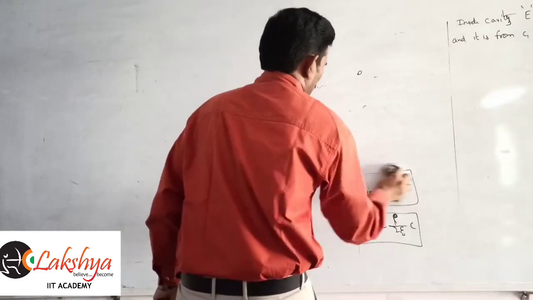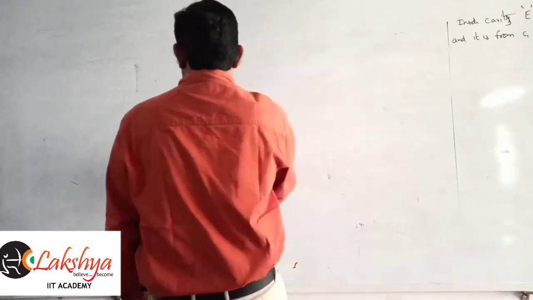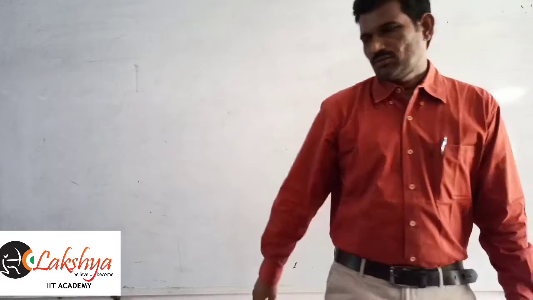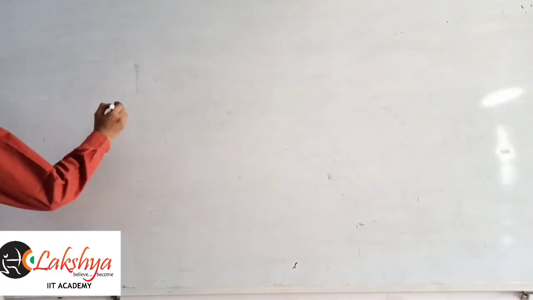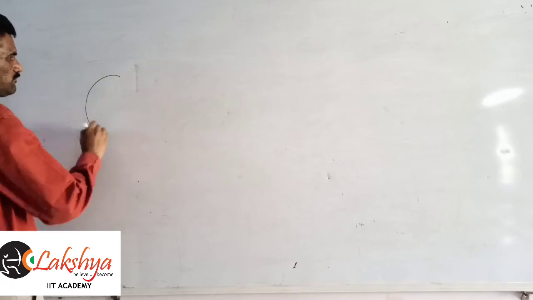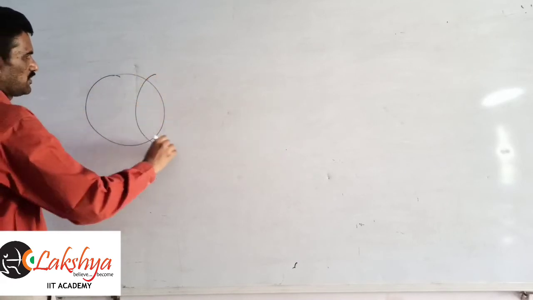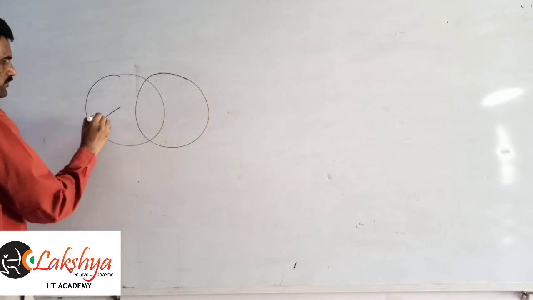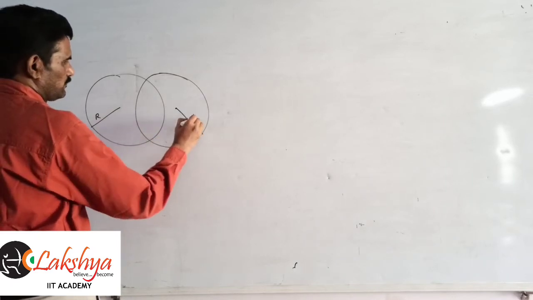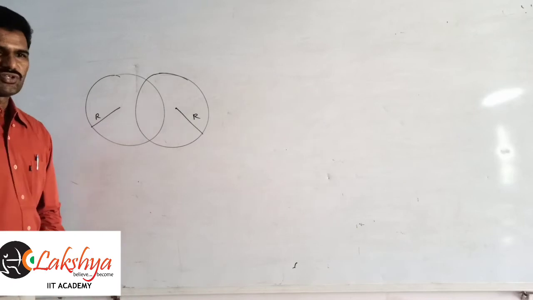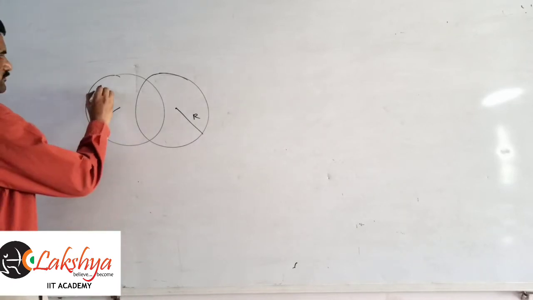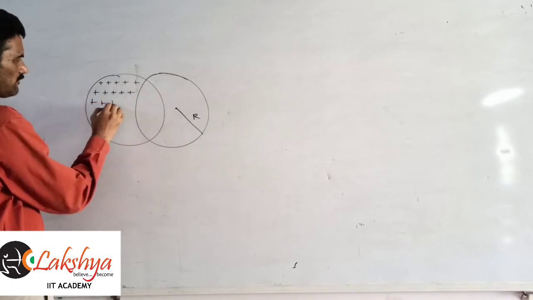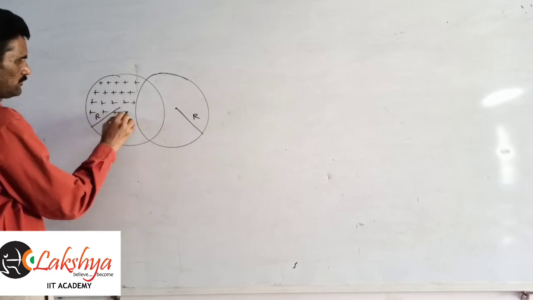So here, let us write one problem here. Two identical spheres each of radius r are having uniform charge density plus rho and minus rho respectively.